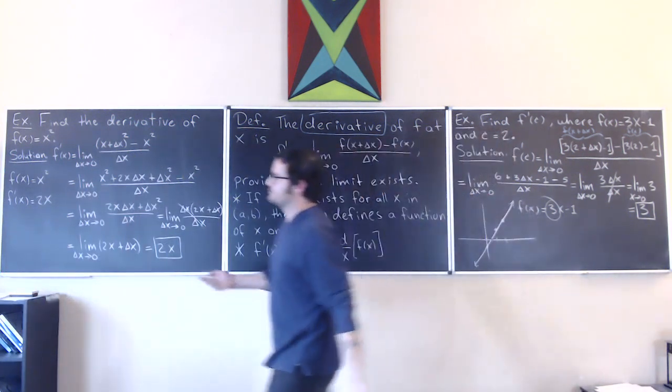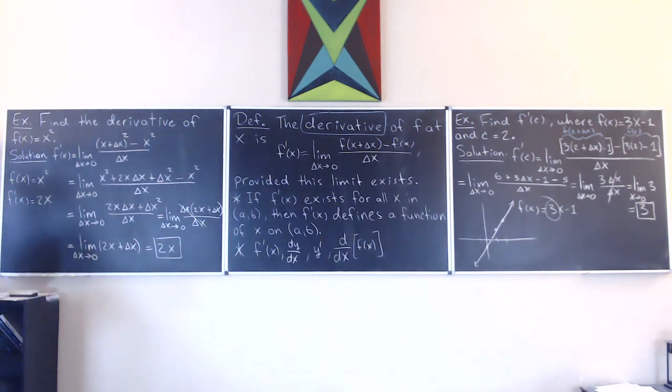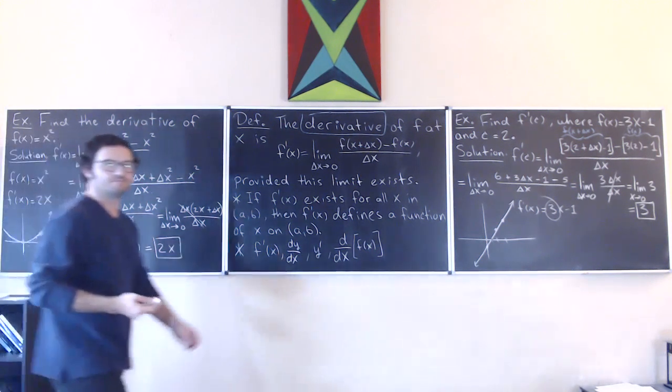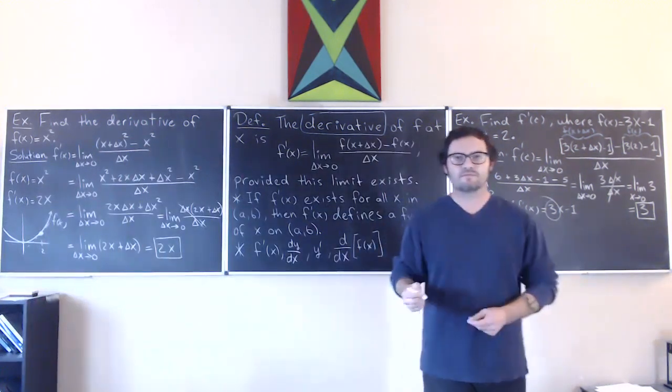And this can be nice when you want to know the slope of the line tangent at a point on f, right? So for example, if I wanted to know the slope of the line tangent to 2 comma f of 2, then I just plug in a 2 into that and I see that it's 4.